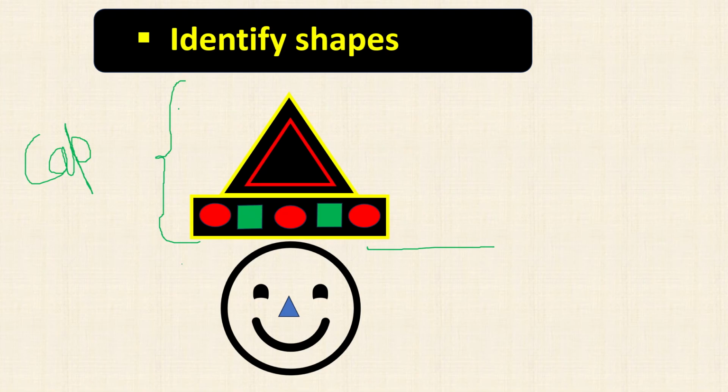And the next one is face. F-A-C-E, face. So about a cap and a face, identify the shape. On her cap, how many triangles are there? Triangle properties: they have three corners. How many corners? Three corners and three sides.